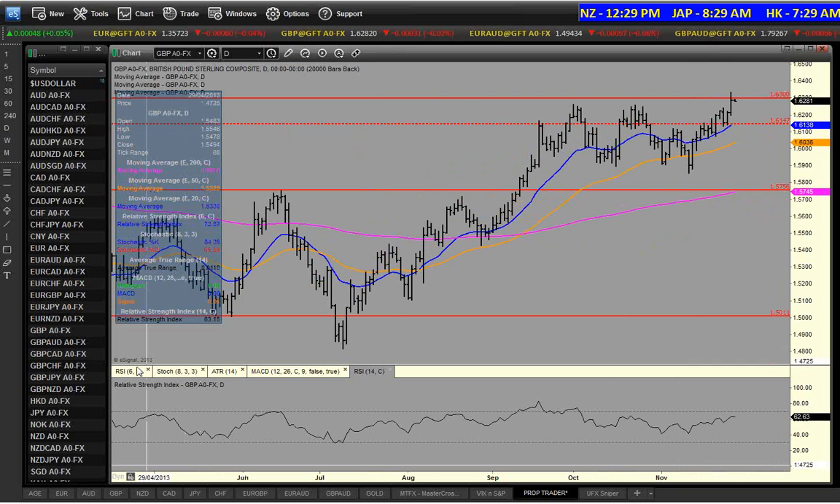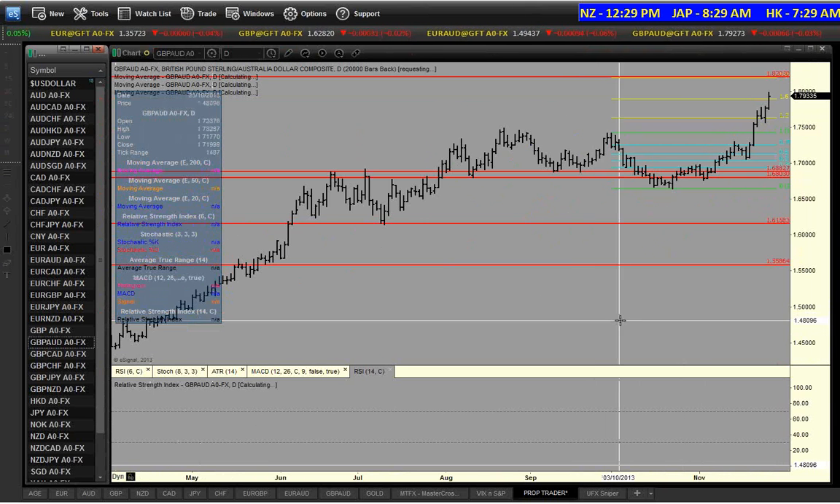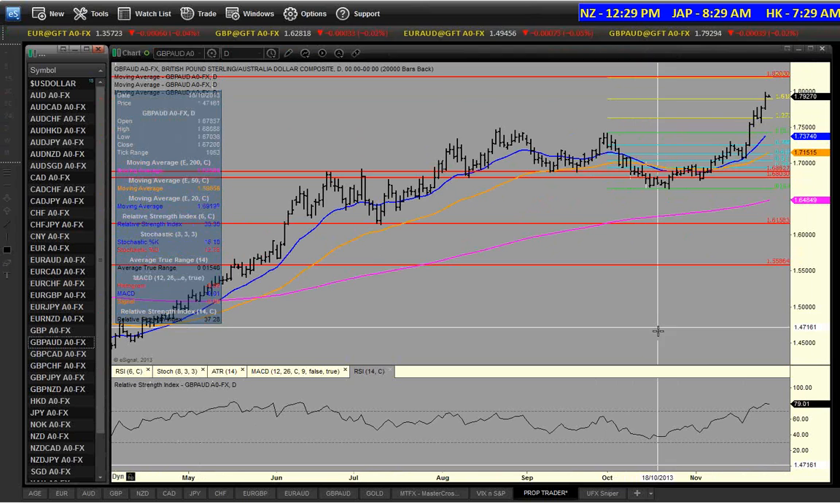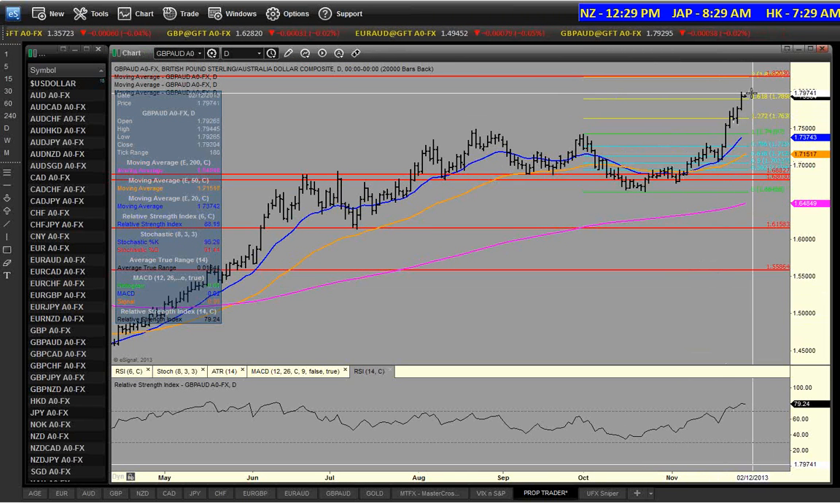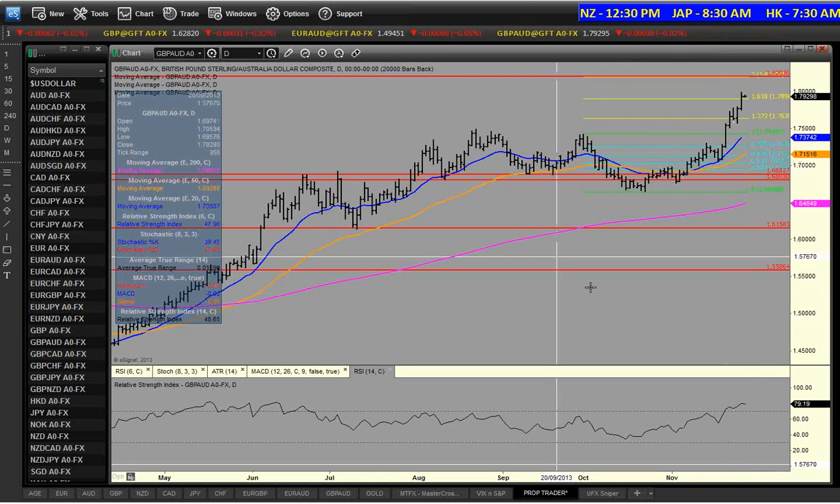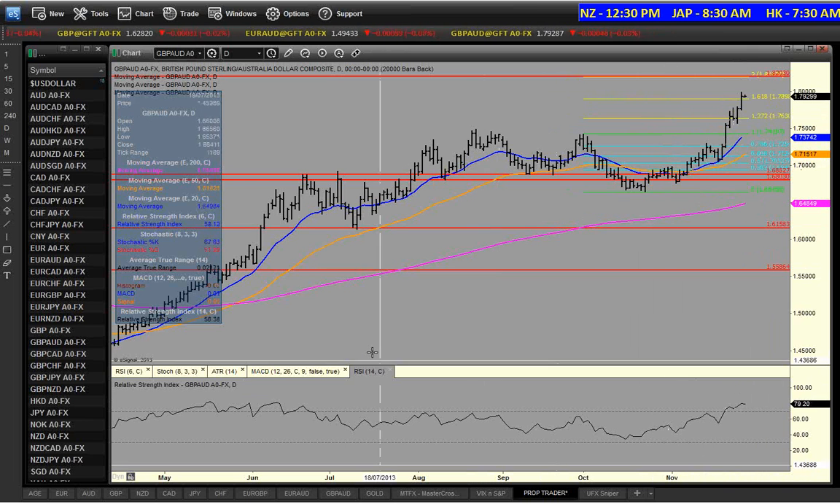with Class C divergence. So pound Aussie, Jesus, Norm, mate, $1.80. We said it was going to get there. 79.89. That's good enough for me. Very overcooked. Clearly in the sell zone.